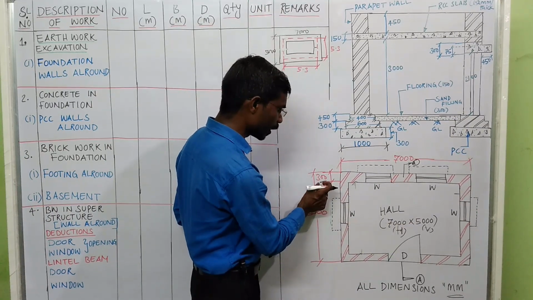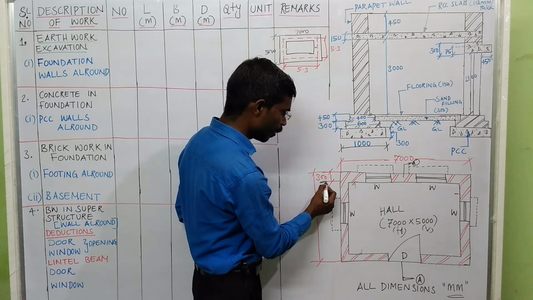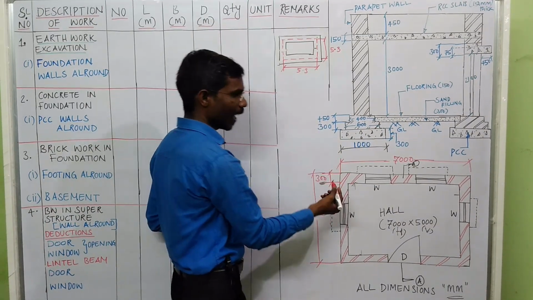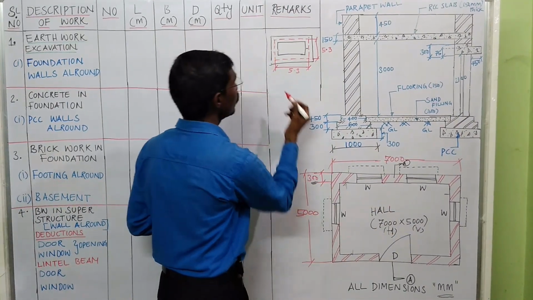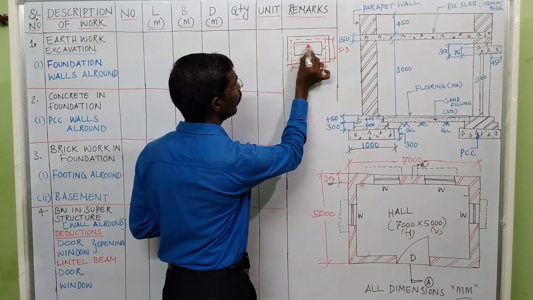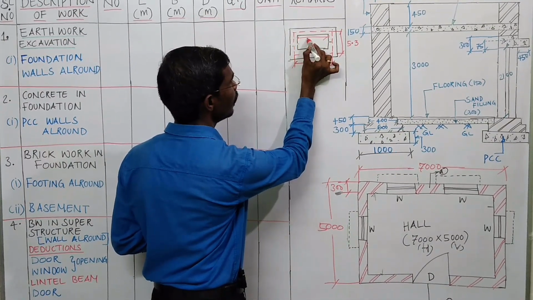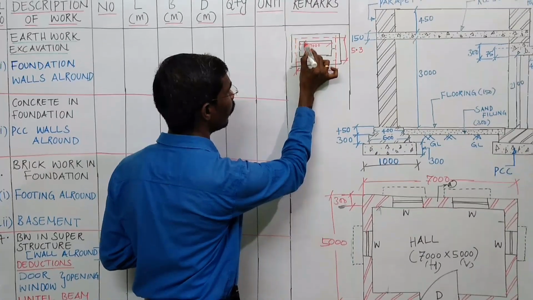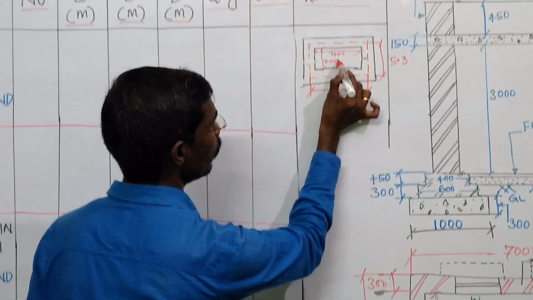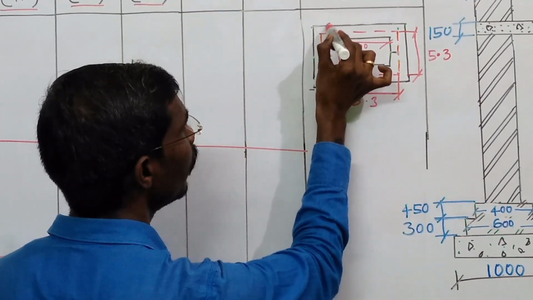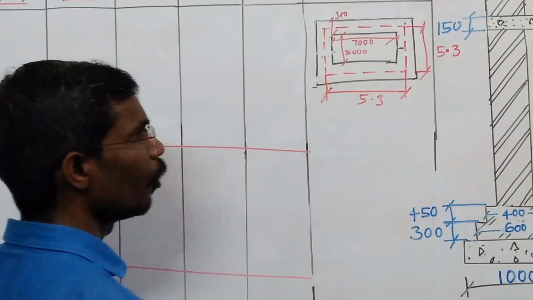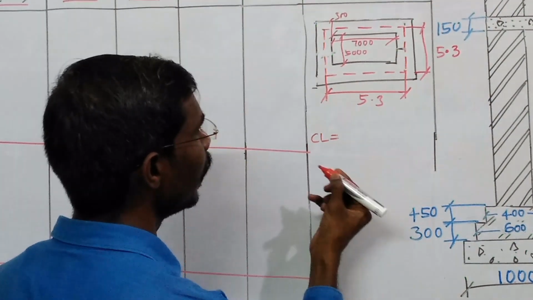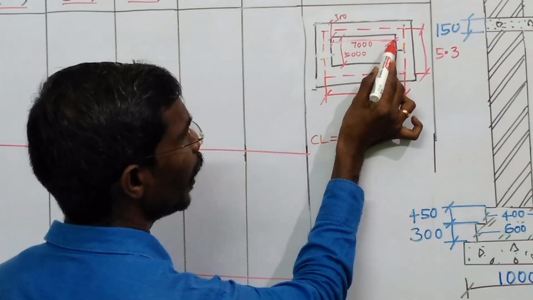They gave the wall thickness as 300 mm. So now we will calculate the center line of your building. Let's calculate the center line of the building. So the inner dimension they gave, this horizontal, is 7000. This vertical inner dimension they gave is 5000. The wall thickness they gave is 300. So now we will calculate the center line. The center line of your building, it is a 7000 inner dimension.